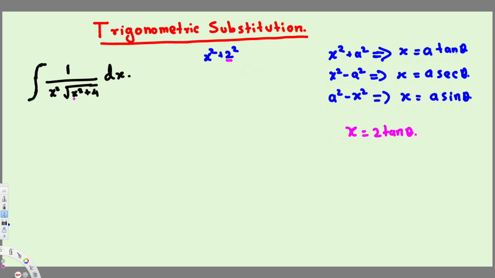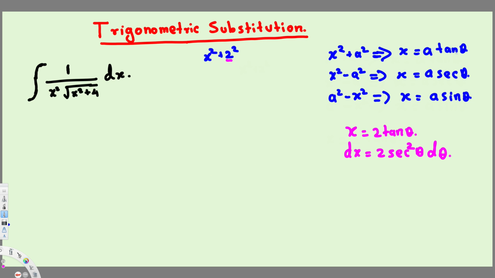Now we can replace x with this one, but we have to find something for dx, because if we write theta, we have to write everything in terms of theta. So to replace dx with theta value, we have to take the derivative of this one. And if you take the derivative, we know that the derivative of tan theta is sec square theta. So this is going to be 2 sec square theta d theta, right? Now we can go ahead and write everything in terms of theta values.